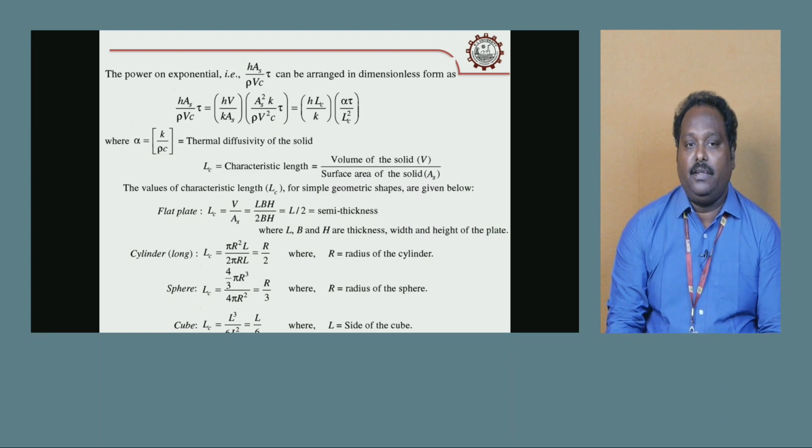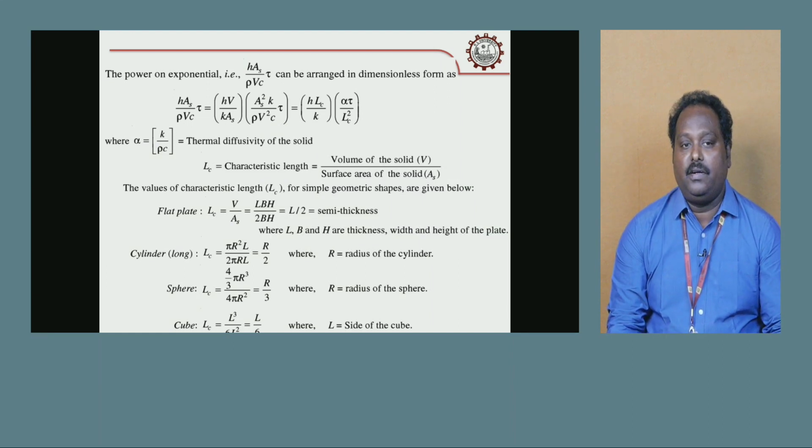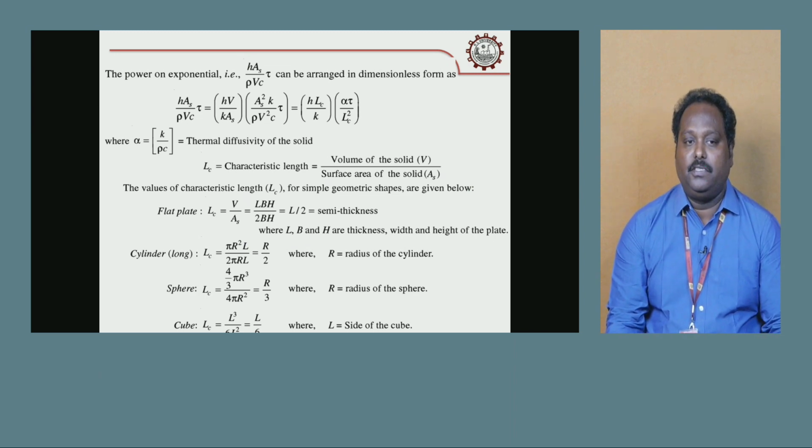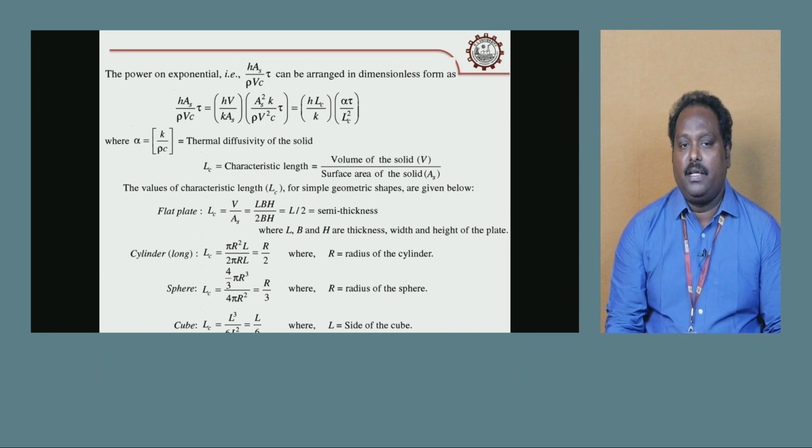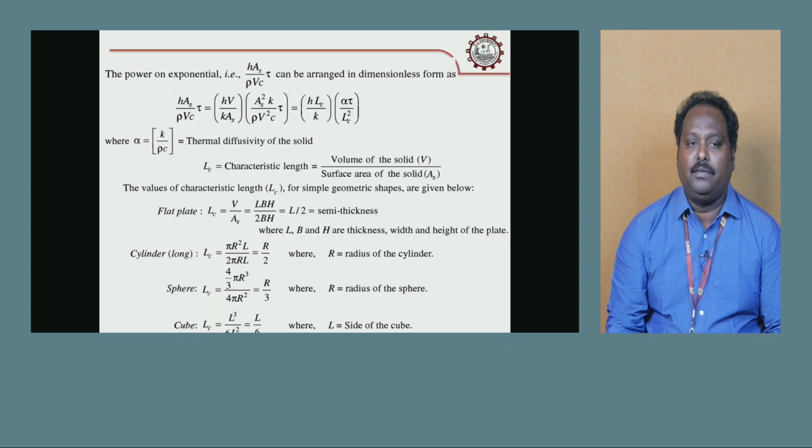So we can define characteristic length for different types of objects, because heat transfer can take place in any shape of the solids. Particularly, lumped system will take place in any shape of the solids. But we can generalize a few types: flat plate, cylinder, sphere, cube. For a flat plate, characteristic length is V divided by As. Volume is length into breadth into height of the flat plate. Surface area is 2 into breadth into height. So when you cancel all the things, L by 2 will come.